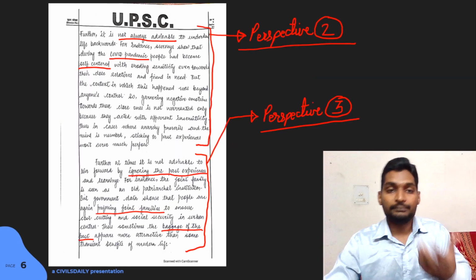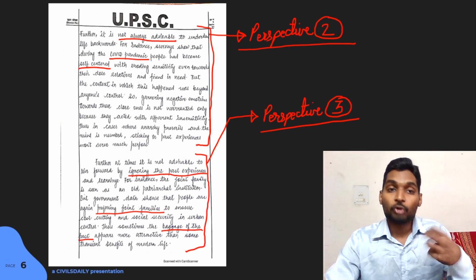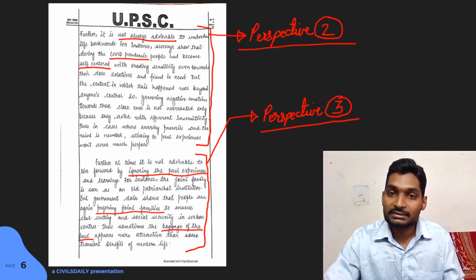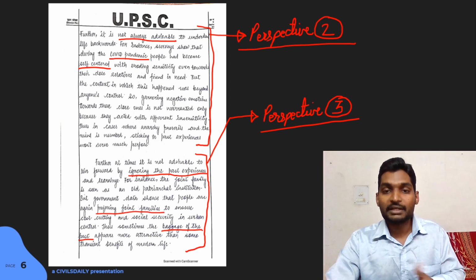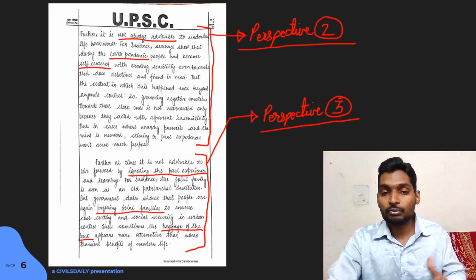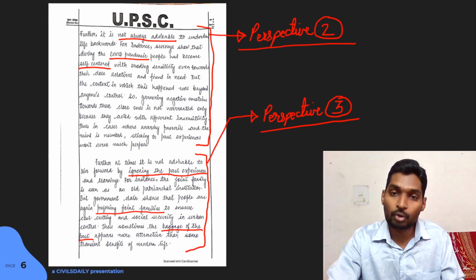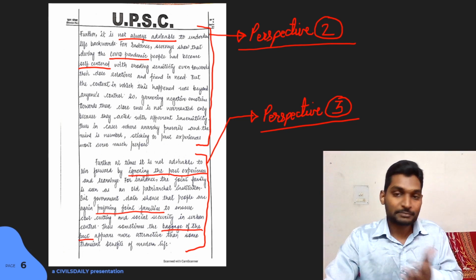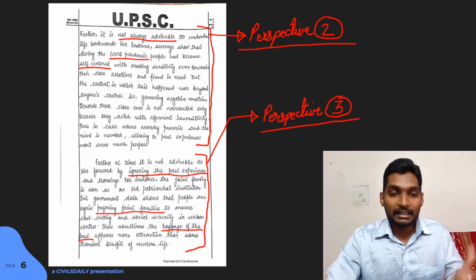We move ahead. Perspective number two: we write further that it is not always advisable to understand life backwards. Now again, we are negating the very premise, and we are proving our point by giving reference to the COVID pandemic and how people tended to become self-centered and so on. So perspective number two.